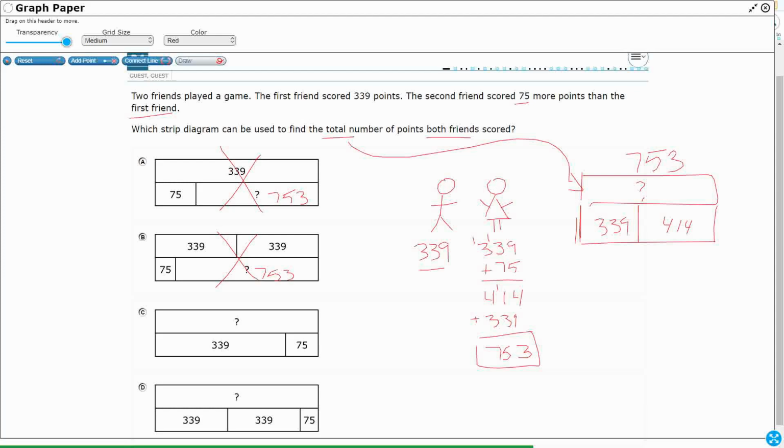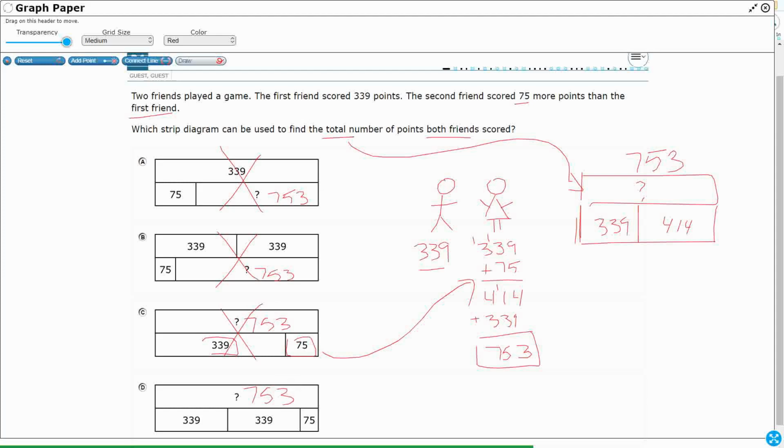So this one is going to be probably chosen quite a bit because this 339 and 75, look, that's what this is right here. That's 414. That's what the second friend scored. I don't need to know what the second friend scored. I need to know what they scored together.